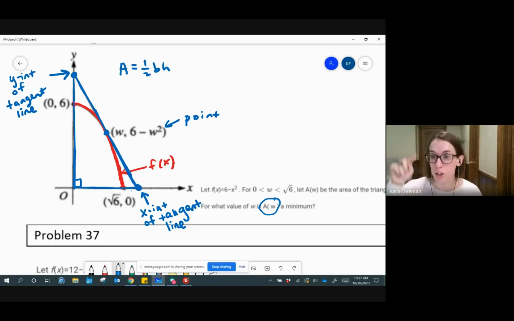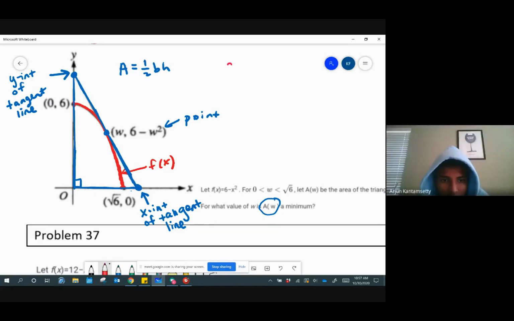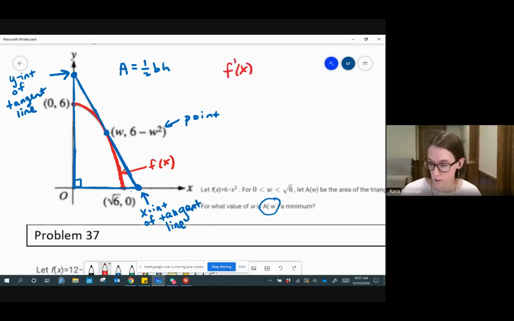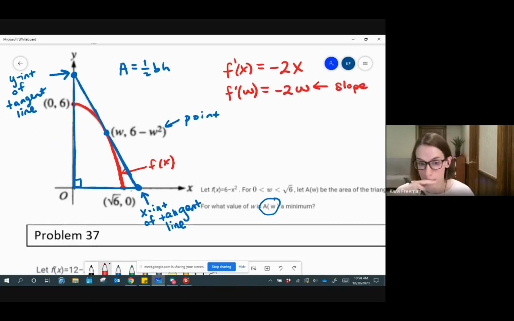So now I need to find the slope at that point. So how do I find the slope of the tangent line? Take the derivative of f of x. So f of x is 6 minus x squared. So the derivative of that is negative 2x. And I want it specifically at my point. So the point we're calling it is f of w. So does everybody agree that negative 2w at the point w is my slope? Are we all good with that?